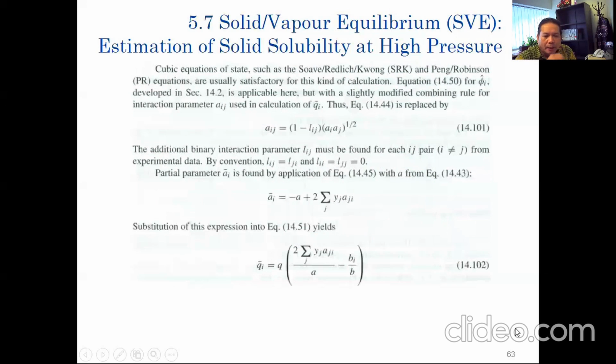Cubic equations of state such as Soave-Redlich-Kwong and Peng-Robinson are enough for this kind of calculation. So there are equations that we can relate for SRK and PR for solid-vapor equilibriums. We can use this equation here and apply it, and then we can find what Q bar is here.